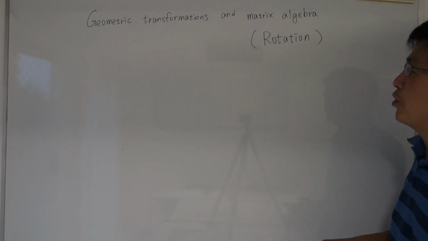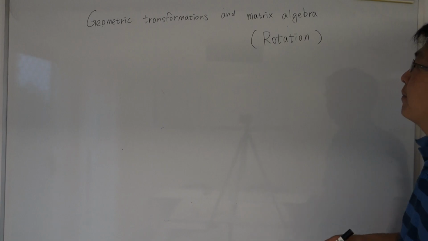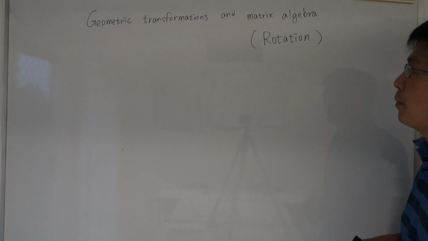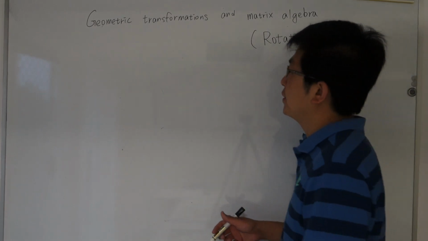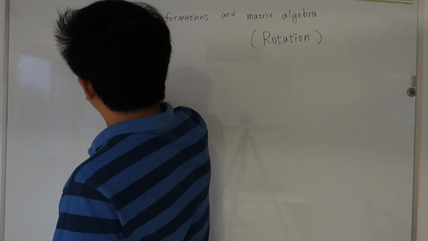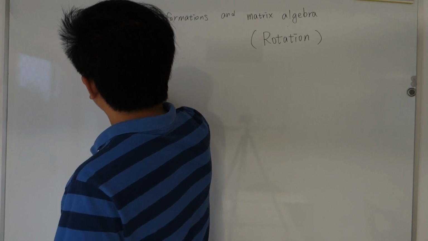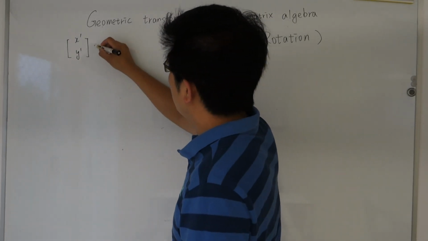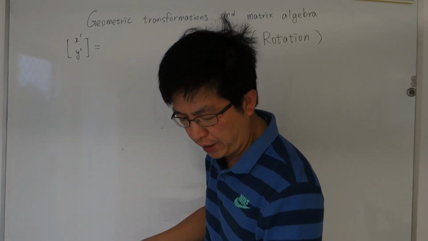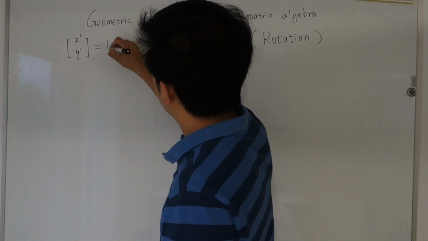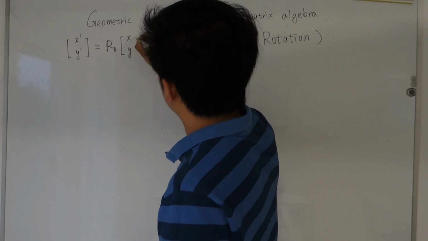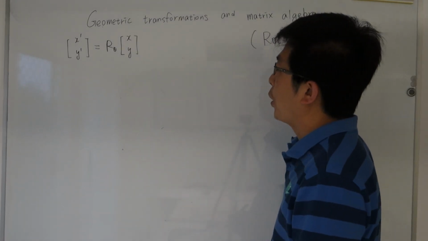Okay, now we talk about the geometric transformations and the matrix algebra. We talk about rotation, right? About rotation, the definition is the new point, right down here, new point equal to rotation matrix. Usually for the rotation matrix we use R theta, times the original point.